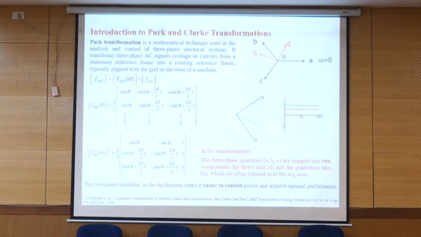Any questions so far? Now the question is, we are going to change from A, B, C to DQ. What is happening? Why should we do it this way? Is there any benefit for us? Yes, there is. Does anybody have any idea?